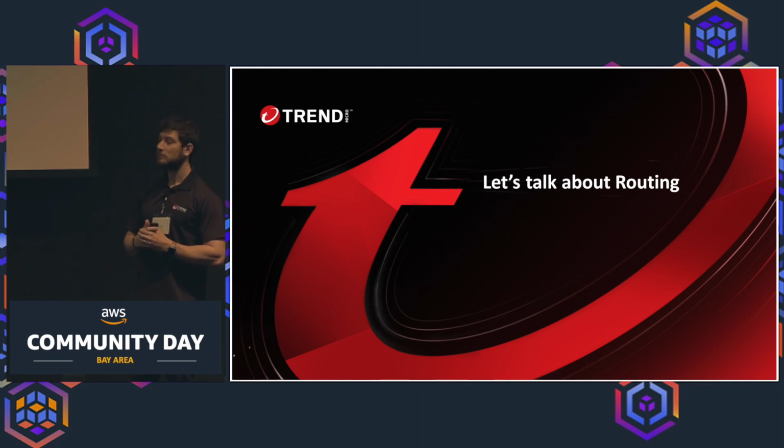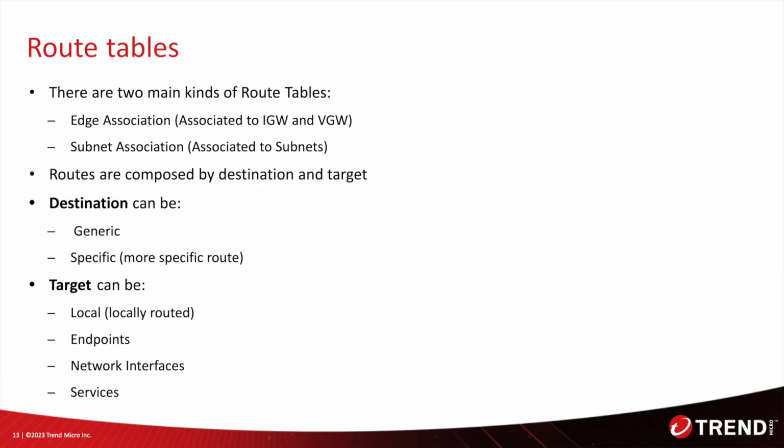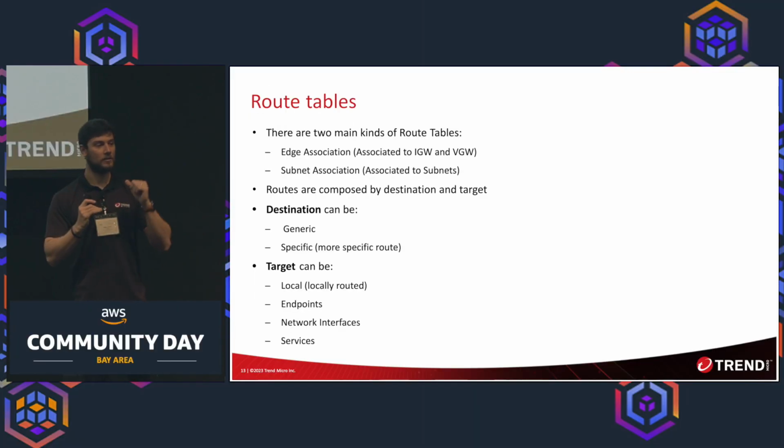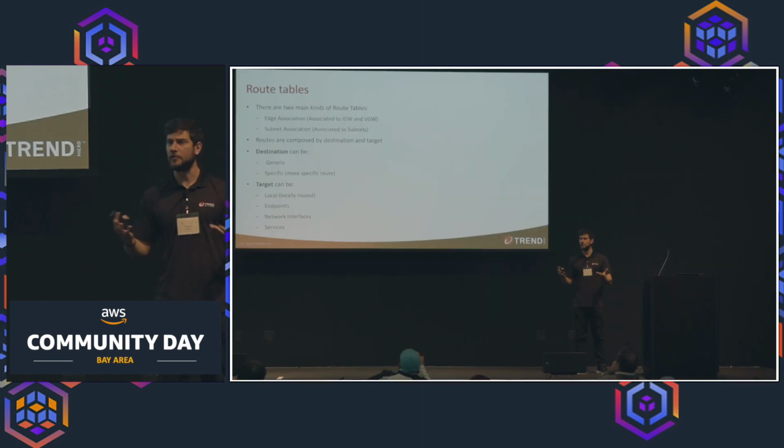And now, let's talk about routing. This tends to be the part that people bring the air in and say like, okay, what now? Let's try to break it through in two different points. First one, route tables. And then let's really go to the route itself. So route tables, two main kinds of it. First one, edge association. This is pretty new. We could say it has 2 years, give or take.